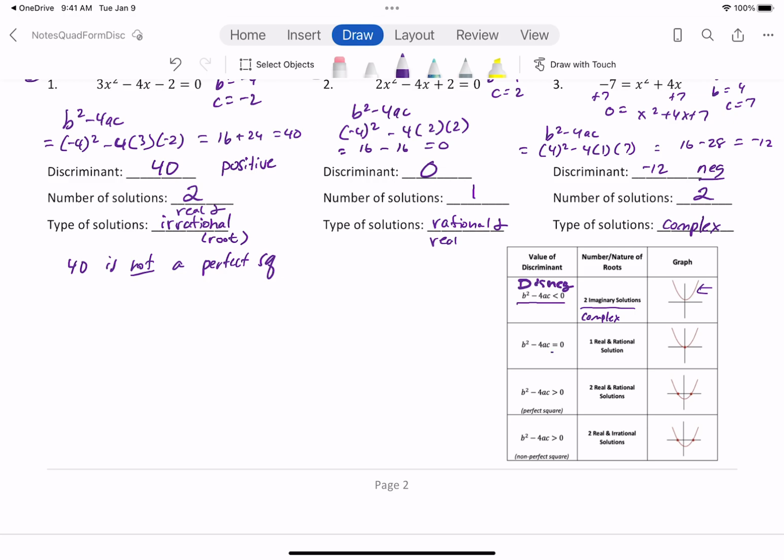If the discriminant is equal to 0, the parabola only touches the x-axis in one place, so we have one solution. And if it is bigger than 0 or positive, then we care whether or not it's a perfect square. If it's a perfect square like 1, 4, 9, etc., there are 2 real rational solutions. And if it's a positive number but it's not a perfect square, it's 2 irrational. All right.